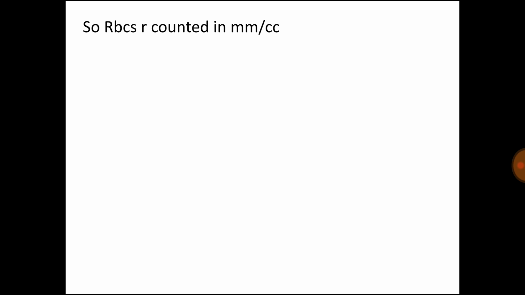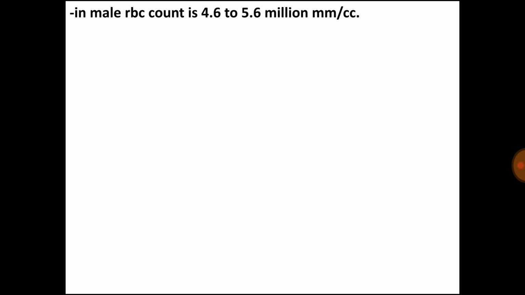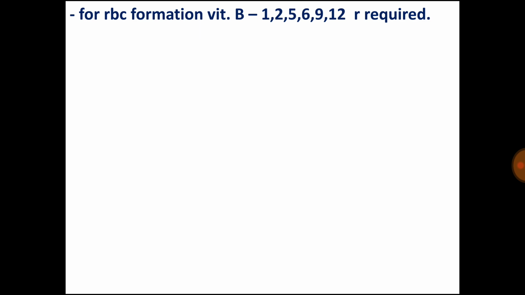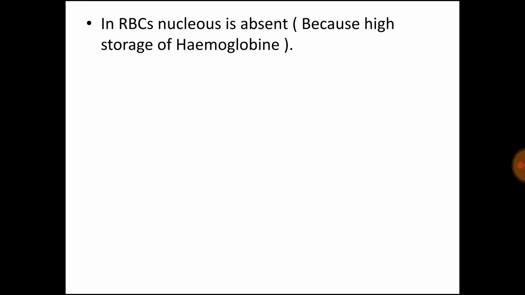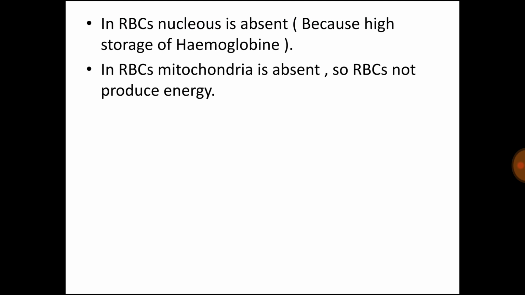In male, RBC count is 4.6 to 5.6 million per cube, whereas in female it is 4 to 5 million per cube. For RBC formation, vitamins B1, B2, B5, B6, B9, B12 are required. In RBC, the nucleus is absent because of high storage of hemoglobin. In RBC, mitochondria are absent, so RBCs do not produce energy. Centrioles are absent in RBCs.